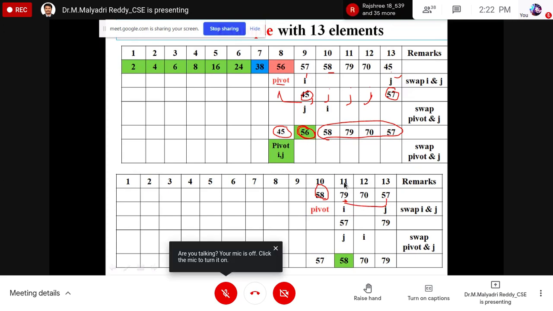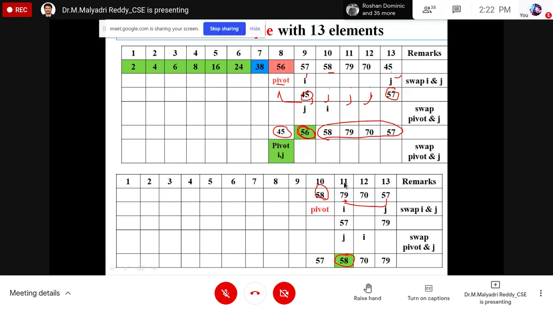This is the 57. The same procedure repeats. This is 78. 58 is replaced with the 57. 58 is sorted. That means the pivot is replaced.